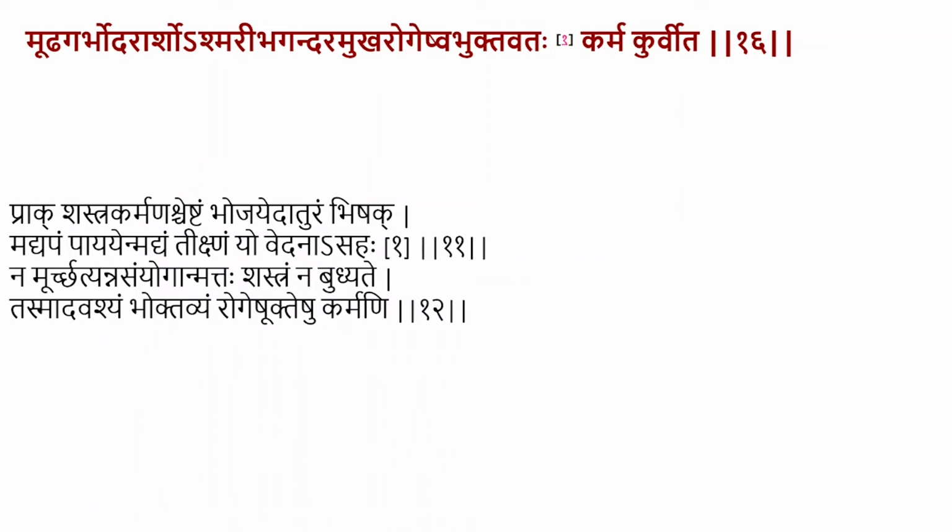But at the same time, in the later chapter, in the 24th chapter, Sushruta suggests another sentence. The sentence is: Prak shastra karmanah ishtam bhojayet aturam, vishakha madhyapam payet madhyam tikshnam yo vedanasaha. We'll have more discussion on this issue when we come to that part, but we'll have to have a primary idea of what the issue is.